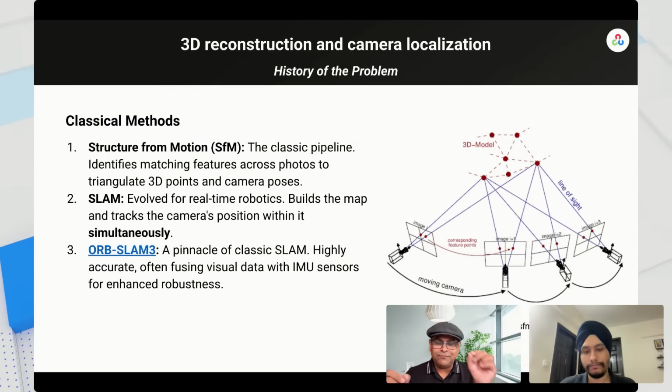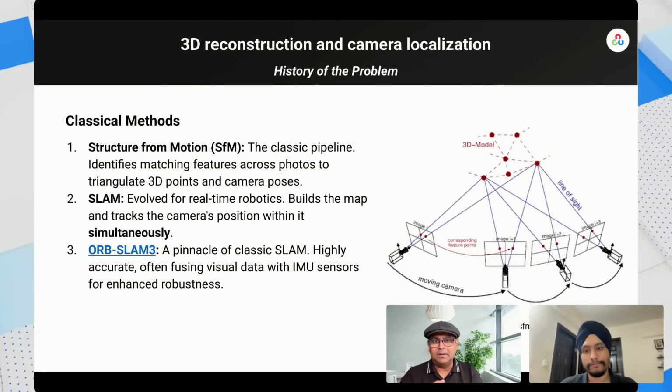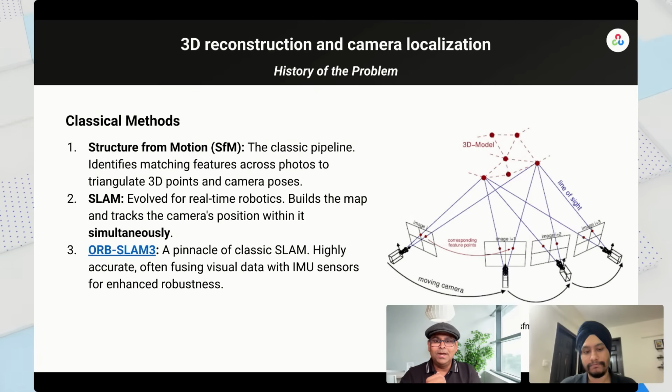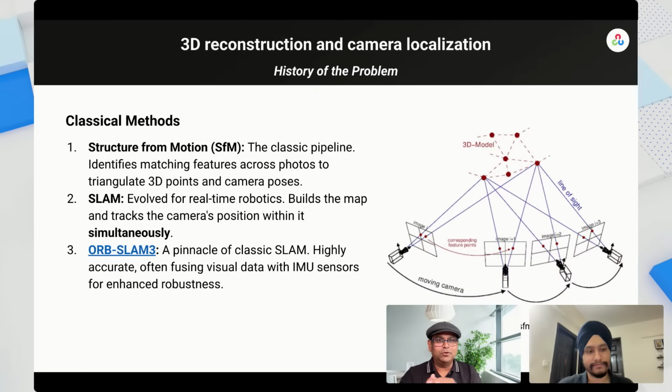You may not get a dense depth for every pixel. You may not get the results, but you'll get a dense 3D point cloud. So that's structure from motion.